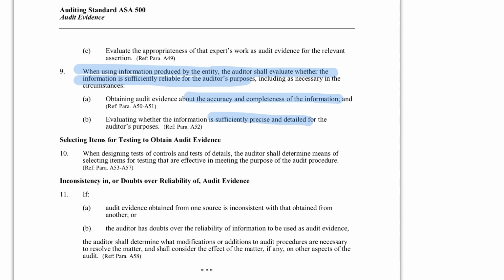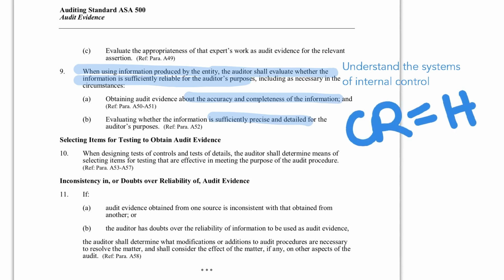We're going to do that by making sure that we understand the systems of internal control at our clients, because the systems of internal control are the systems that actually collect and capture a lot of information used and collected by the clients. So if we have a situation where control risk is high, systems are fairly poor, I try and minimize information that I would use just from inside the company. I might even want to think about trying to correlate that information or confirm that information with someone else.